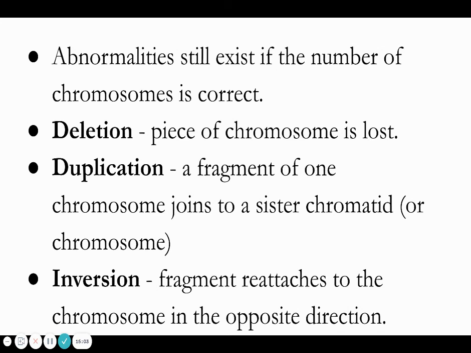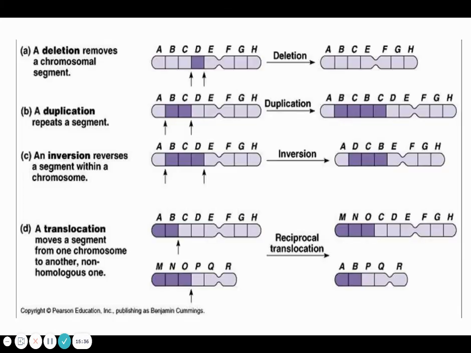In duplication, what happens is one chromosome piece kind of just gets stuck to another sister chromatid. So it's kind of like a non-disjunction, but it's only a piece. And so it doesn't necessarily result in anything that is too detrimental, because all the genetic information is still there, and it doesn't affect the offspring. Inversion is when a piece of a chromosome breaks off, flips around, and reattaches in the opposite direction. And that looks like this here.